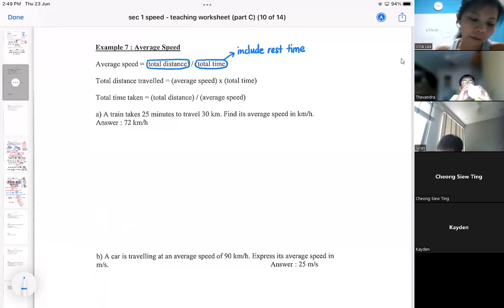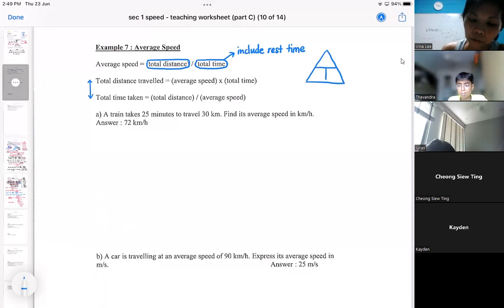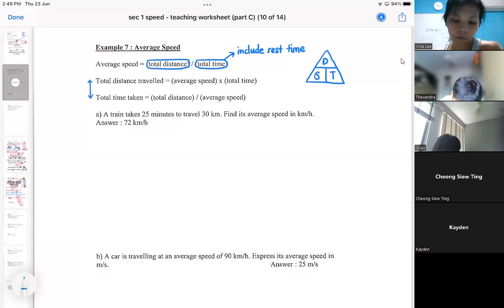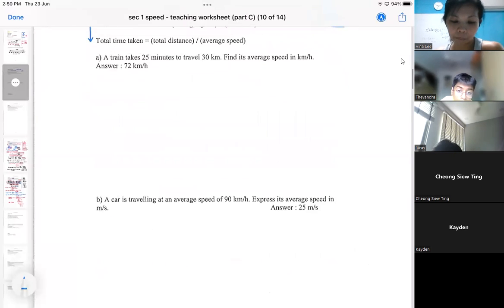Okay, so the other two formulas are from the triangle. So no trick about that. Okay, so now, for example, here, we are going to run through a few simple questions. Okay, the first two are very simple.